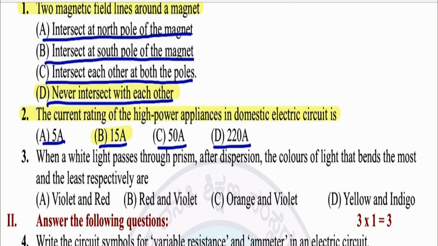Question number 3. When light passes through a prism, after dispersion, the colors of the light that bend the most and the least respectively are option A violet and red, option B red and violet, option C orange and violet, and option D yellow and indigo. And the answer is option A violet and red. Violet bends the most and red the least.